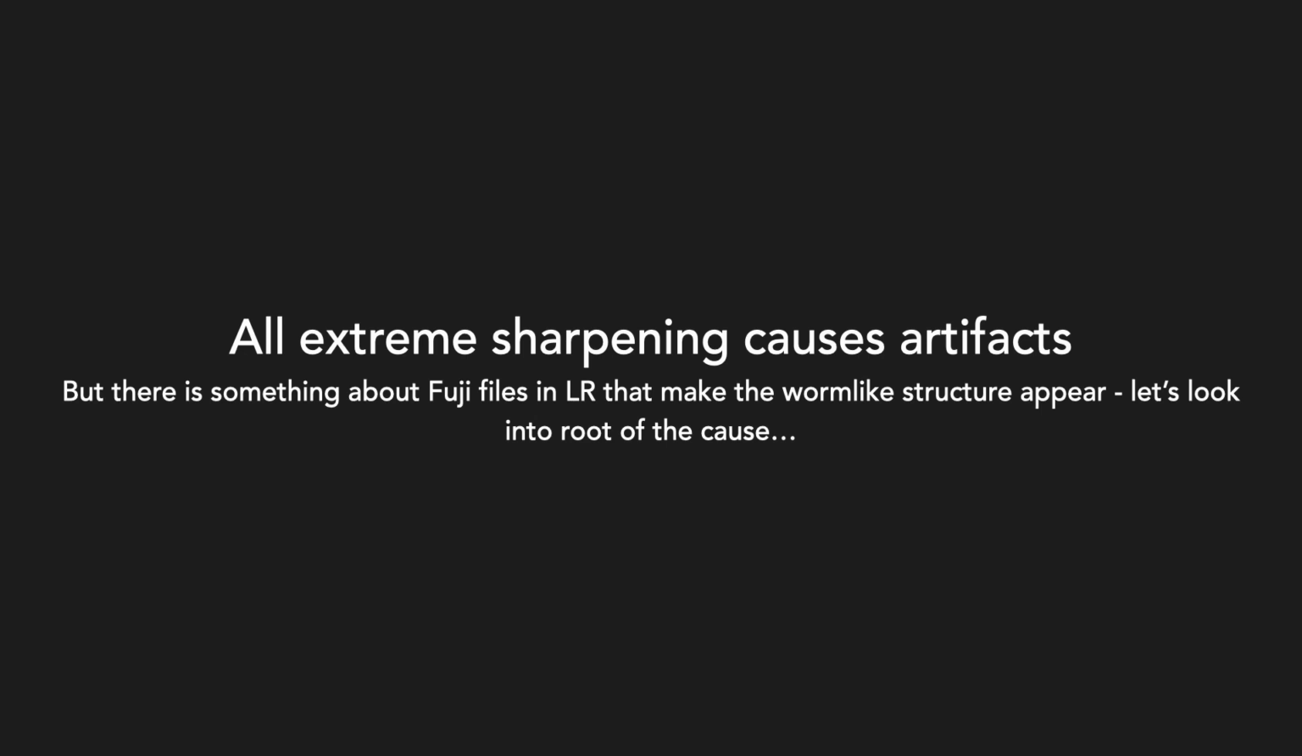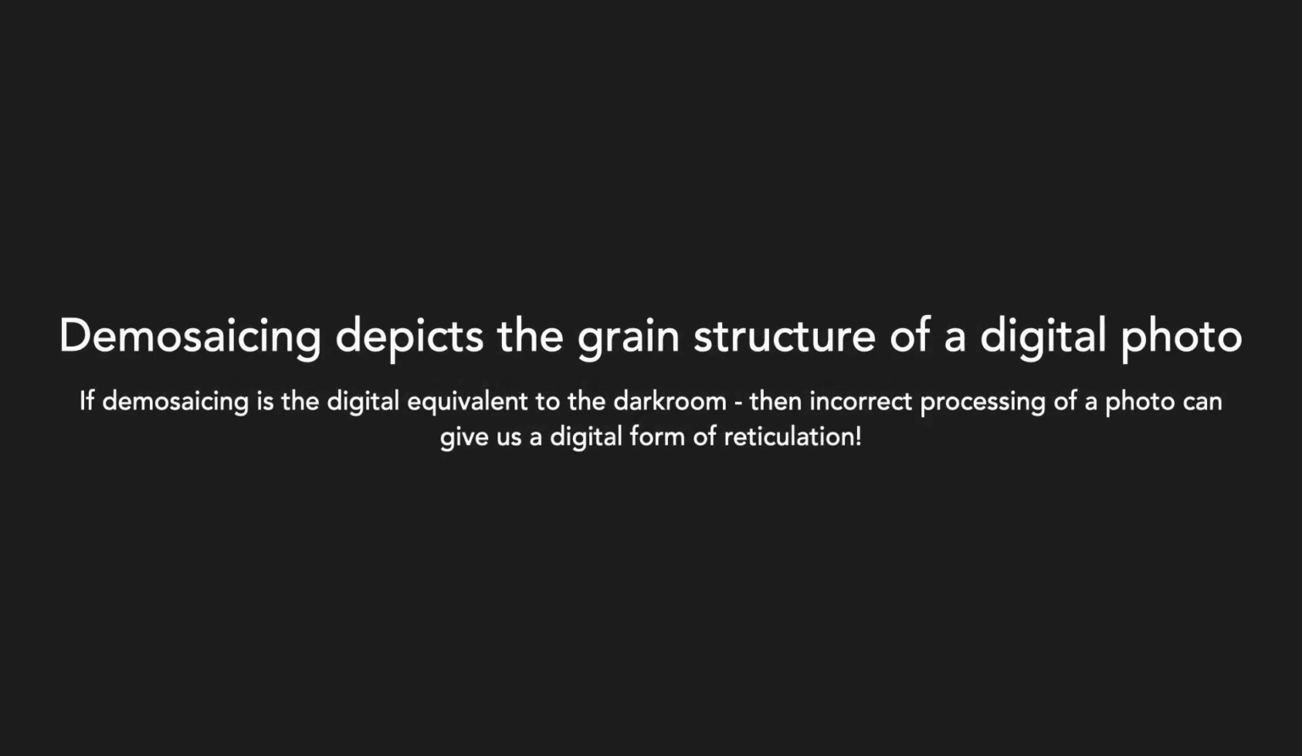So let's actually dive a little deeper and look into the root of the cause. And it basically comes down to the art of demosaicing. We're going to talk about demosaicing in a lot more depth, but basically the translation from that raw digital file into your final picture is the art of demosaicing. And depending on the way you demosaic, this is something that is variable. There are different options available to you that can change what the grain structure of that digital photo appears like.